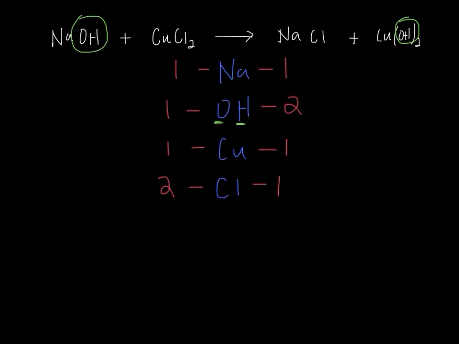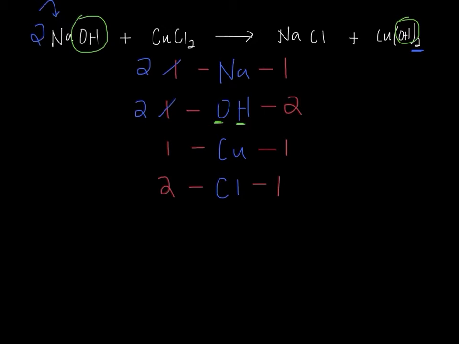So let's start with hydroxide. I have 2 hydroxide on my product side, so I'm going to have to put a 2 in front of sodium hydroxide, so now I have 2 hydroxide on my reactant side. But notice that 2 is also going to distribute to the sodium. So now I have 2 sodiums on my reactant side.